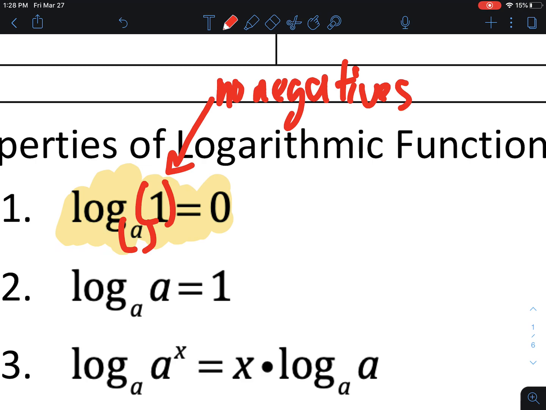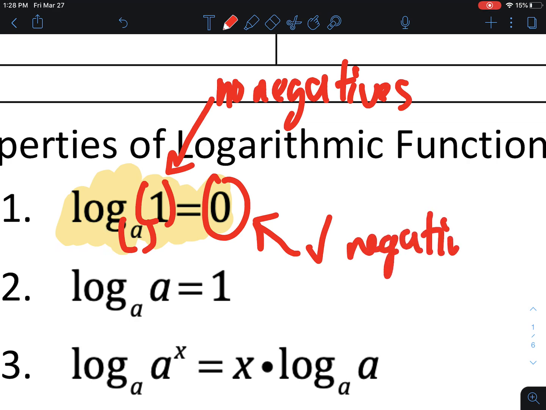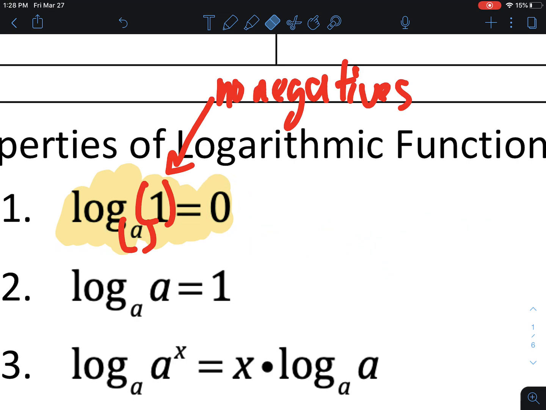You are allowed to have negatives here, though, so don't think no negatives can go on the other side. No negatives inside the log part of the problem. Okay? All right, so get rid of all that stuff.